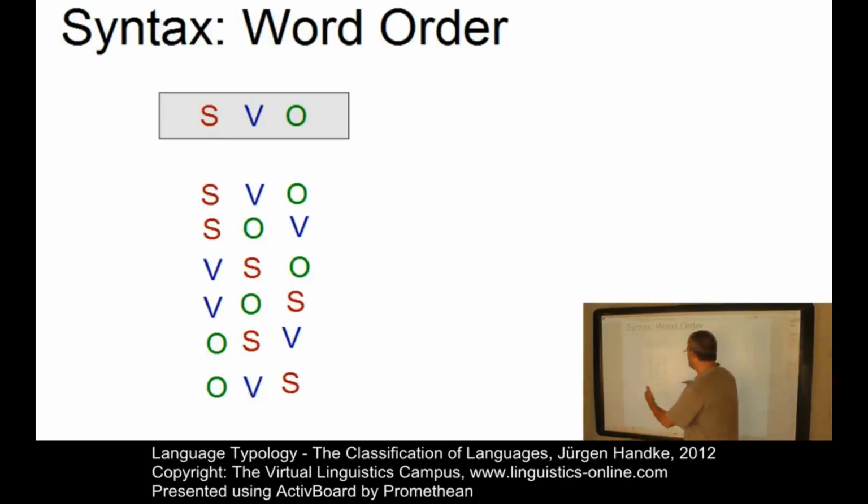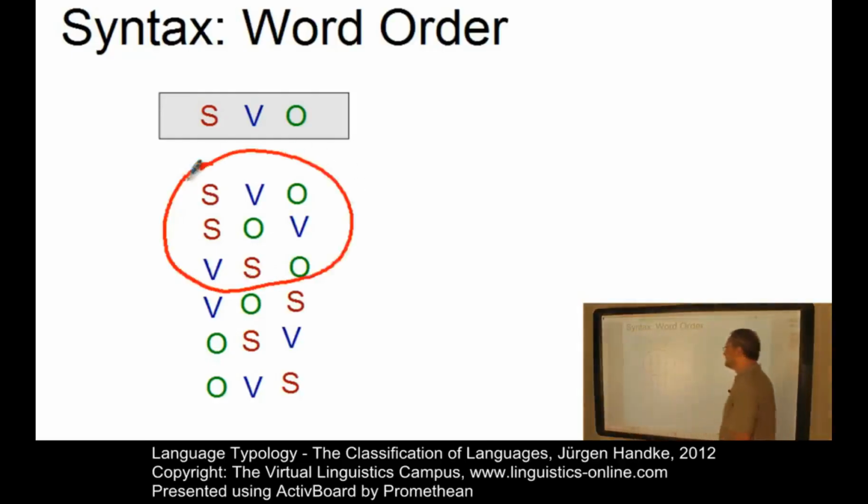In fact, all 6 theoretically possible types are used in the languages of the world. However, the distribution of these types across the languages of the world is relatively remarkable, because we find that these orders here, the first 3, cover the vast majority of the languages of the world, and that the other types, these 3, are very much marginal. Well, what do the first 3 have in common? Well, they have in common that the subject always precedes the object.